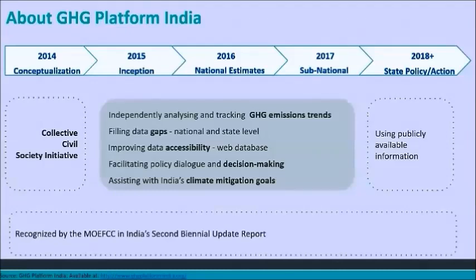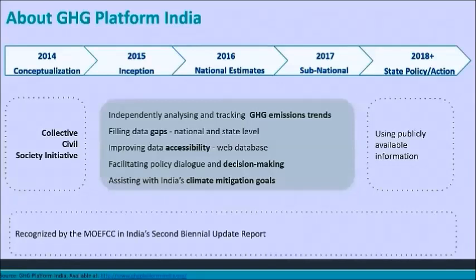The objectives of the platform are multifold. We aim to create a starting point to track GHG emissions. We also hope to facilitate greater understanding on how GHG emission trends have evolved at both the national and state levels. In doing so, we hope to help relevant stakeholders identify opportunities to establish climate mitigation goals, and in the process also showcase India's actions on climate change.